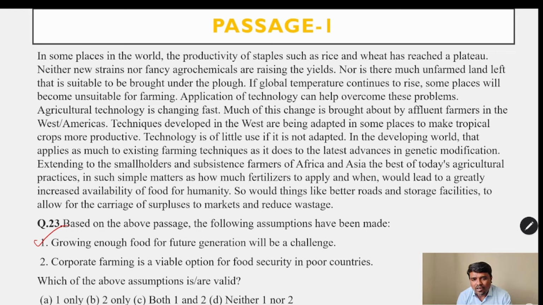See, we are not left with any extra land suitable for agriculture, and existing strains and agrochemicals are improving the productivity, but there is no land left. That means there is a challenge of food security for future generations. The existing problem obviously reflects on the future also if we are not able to address it. So the first is a convincing, reasoned statement, a valid assumption. Corporate farming is a viable option for food security in poor countries. Irrelevant, outside the scope of our passage, so only 1.